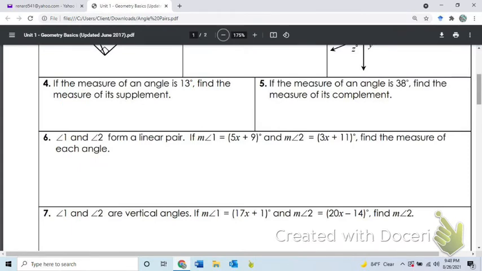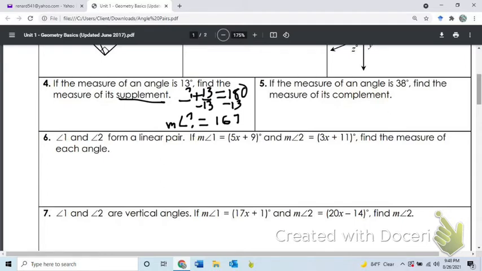Number four. So a measure of an angle is 13 degrees. Find the measure of its supplement. Again, this really focuses on your understanding of the word supplement in that it means supplementary angles, which add up to 180. So we know that we have two angles that add up to 180. One of them is 13, which means that the other one is going to be 167.